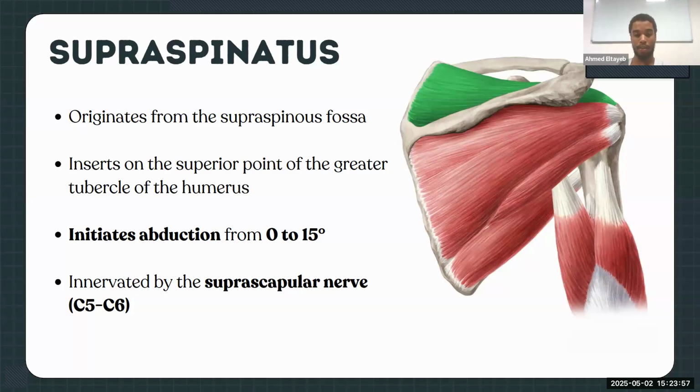The supraspinatus starts abduction. So if your supraspinatus is damaged, when your arms are at rest, you won't be able to abduct. But if you lift your arms up at a 90-degree angle and you ask the patient to abduct, for example, they'll be able to abduct because their deltoid is still intact, whereas their supraspinatus isn't. So it's important to differentiate.